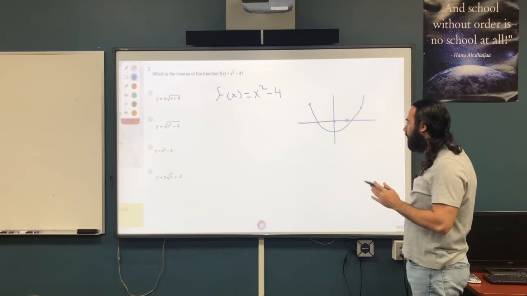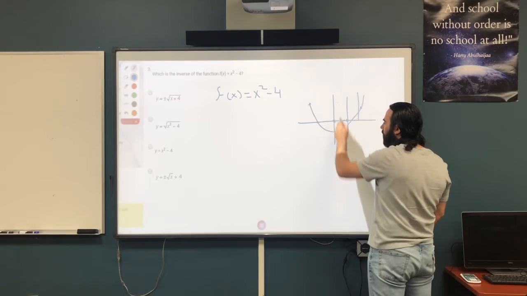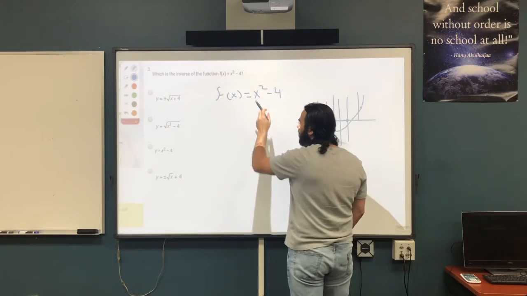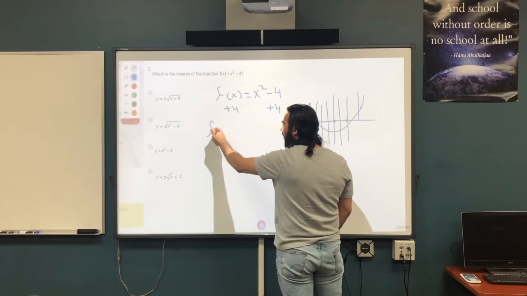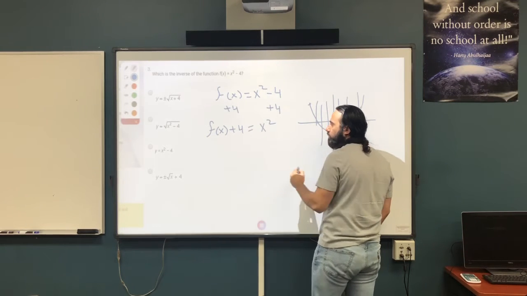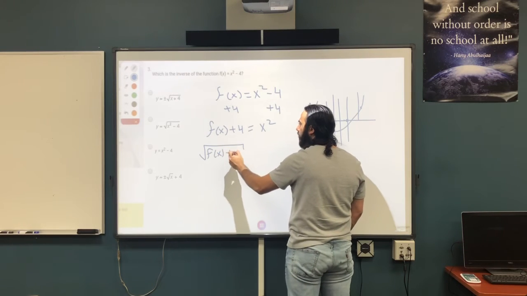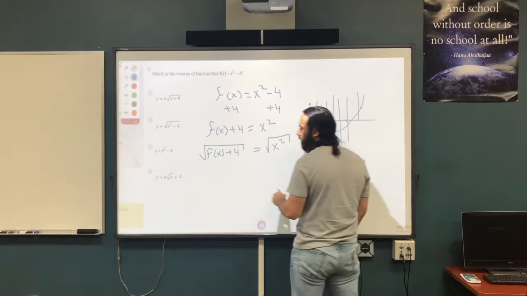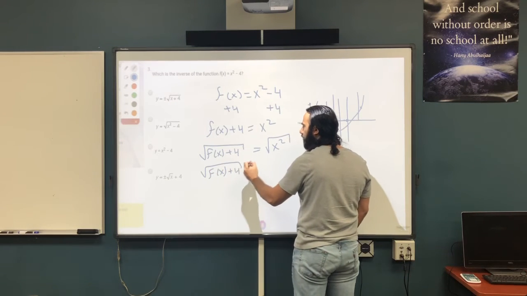Okay, it doesn't have to be accurate, but as you can see, the x-axis cuts the graph only once. Now let's find the inverse. The inverse, we said we need to isolate x, so we add 4 to both sides. So f(x) plus 4 equals x squared. And we need to cancel the squared, so put it under the radical, or the square root of f(x) plus 4 equals the radical x squared. Now, the square root of f(x) plus 4 equals x.